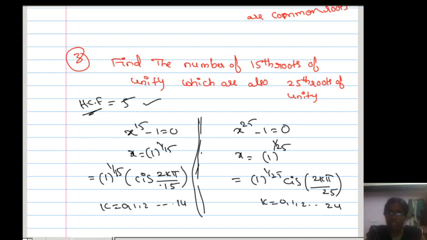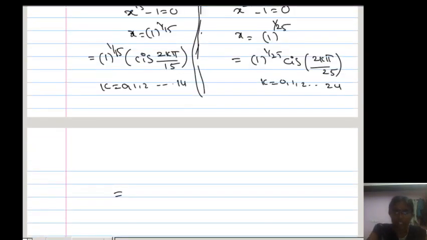My question is, among these values, how many are common? That is, the number of 15th roots of unity which are also 25th roots of unity. In total there are 15 roots; among these 15, how many are common to the 25th roots of unity? That we are going to find. You have to think logically: for which k values should these two be equal?